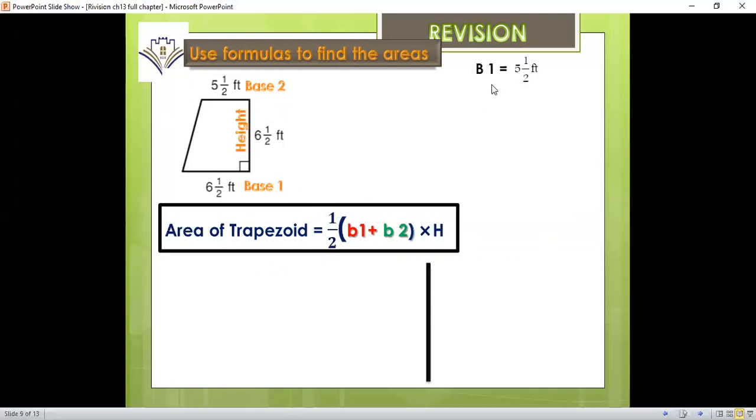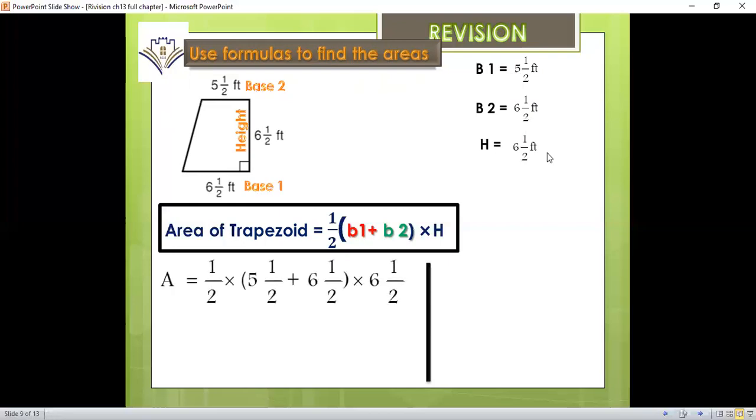Then the area: base 1 equals 6.5 feet, and base 2 equals 5.5 feet. Base one or base two, both are fine, don't worry. The height is 6.5 feet. Then half, and we open the brackets: base one plus base two, or base two plus base one, the longest plus the shortest or the shortest plus the longest, don't worry. Then half multiplied by 5.5 plus 6.5 in brackets, multiplied by 6.5.